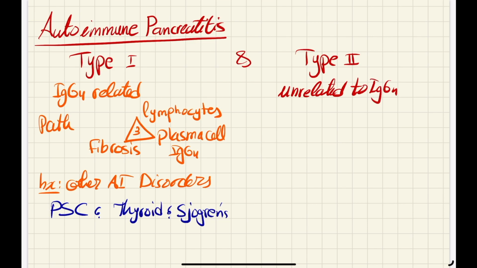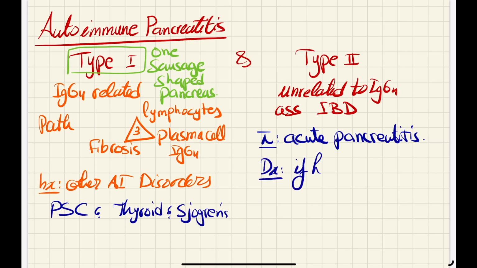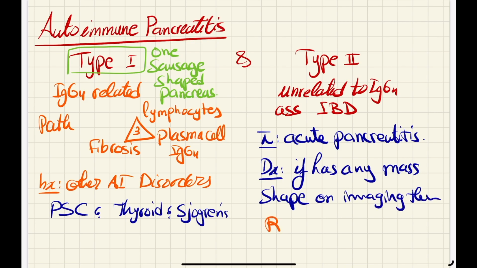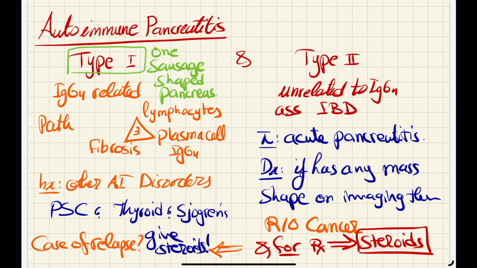While type 2 is unrelated to IgG4, and it's also associated with inflammatory bowel disease, Crohn's disease, and ulcerative colitis. Remember, in type 1, sometimes they might mention that the appearance of the pancreas is sausage shaped. The presentation on both of them is acute pancreatitis, and for the diagnosis, always make sure if there is any description of a mass or something on imaging to rule out cancer, so you need to do a biopsy. And for the treatment, because it's autoimmune, you give steroids. If we have a relapse, also you give steroids.